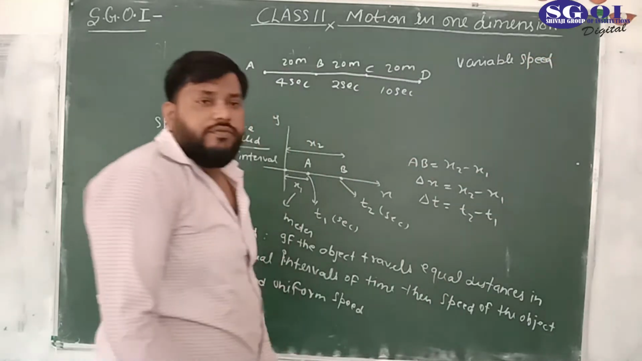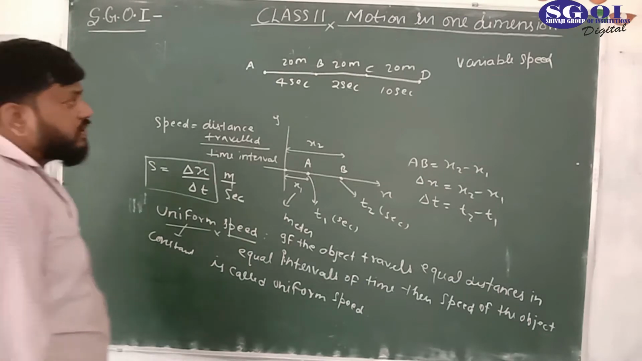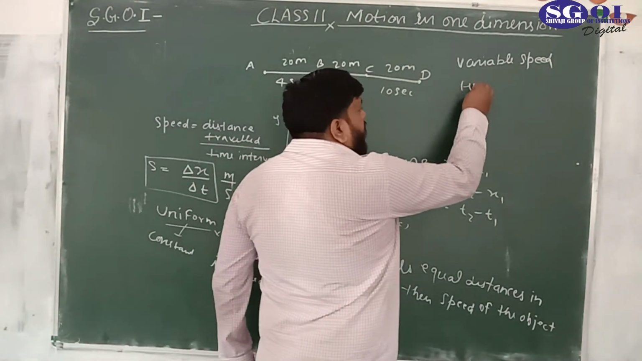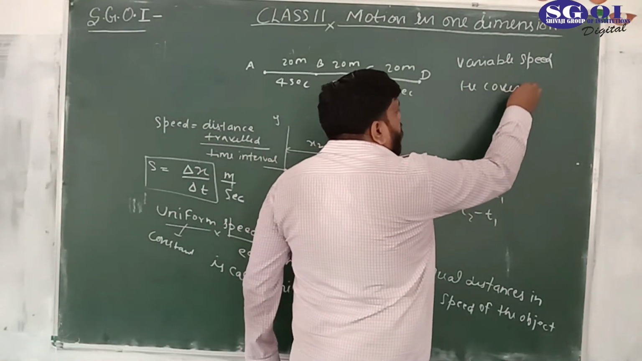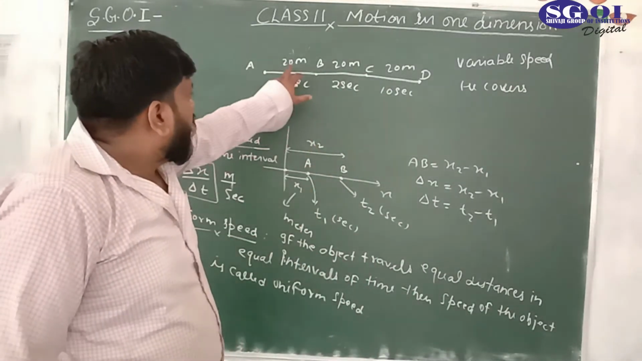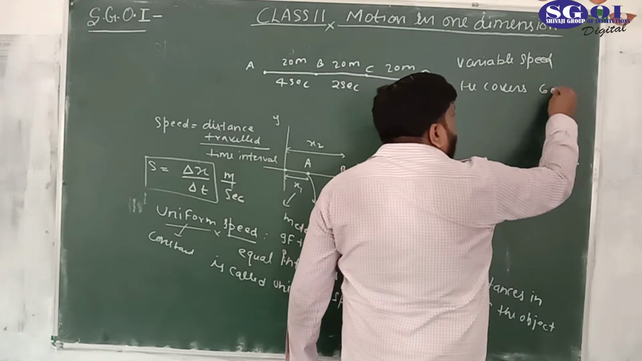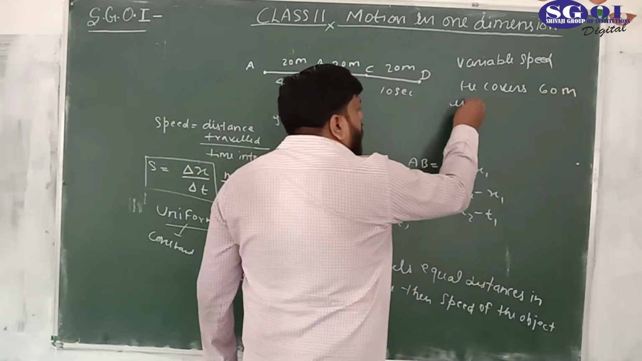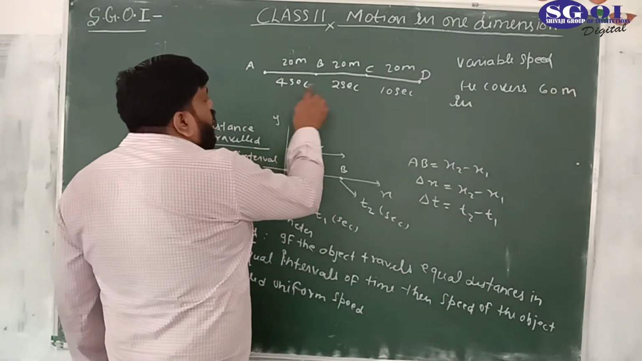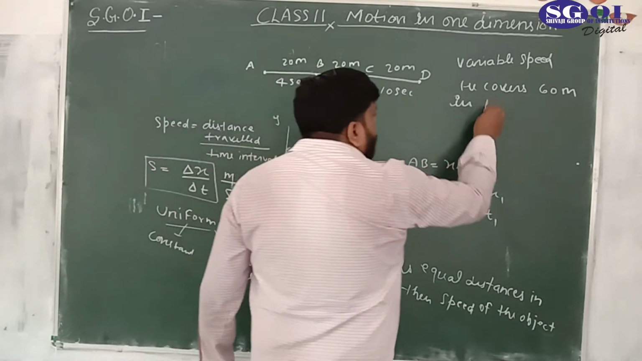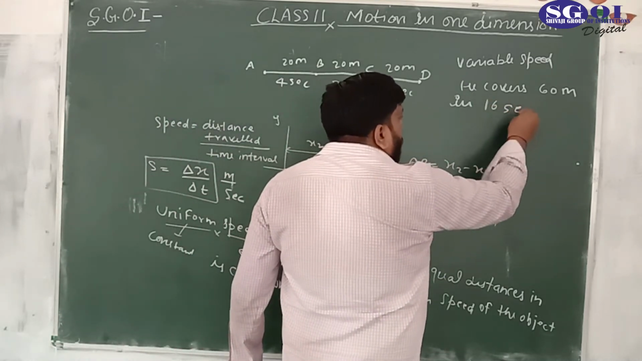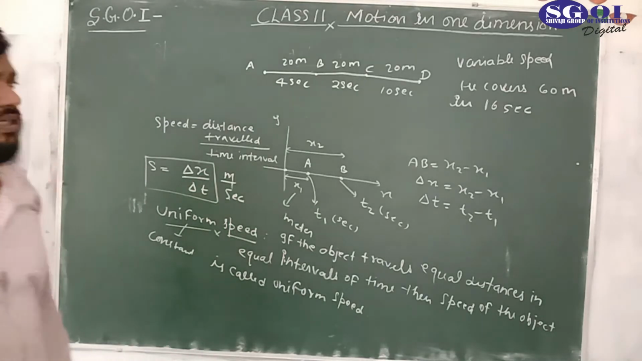It is moving with variable speed, and he covers what? 20 plus 20 plus 20 means 60 meter. He covers 60 meter in 4 plus 2, 6 and 16. This is 16 seconds. And he covers 60 meter in 16 seconds.